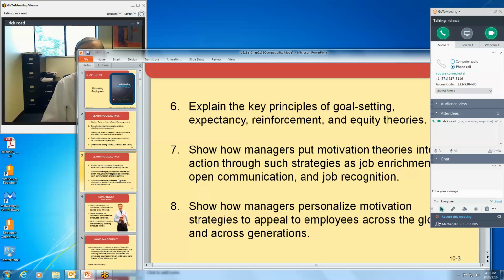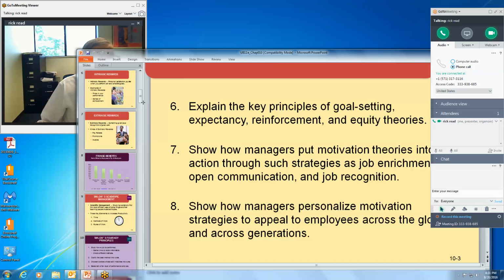Then explain the key principles of goal setting, expectancy, reinforcement, and equity theories. Show how managers put motivation theories into action through such strategies as job enrichment, open communication, and job recognition. And finally, show how managers personalize motivation strategies to appeal to employees across the globe and across generations. So let's move forward here.